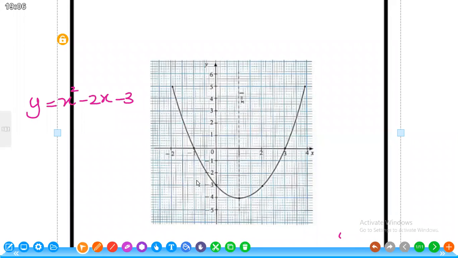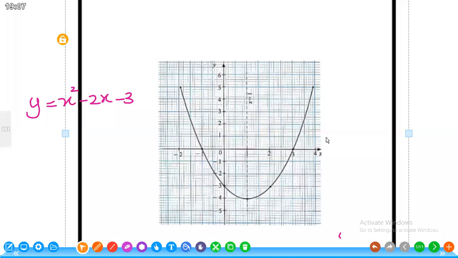Now let us consider the characteristics of this graph. Here the graph is a parabola with a minimum. How to identify whether the graph has a minimum or maximum? First check the coefficient of x squared. Here the coefficient of x squared is positive, so the graph is a parabola with a minimum point. And also the graph is symmetric about the line x is equal to 1.